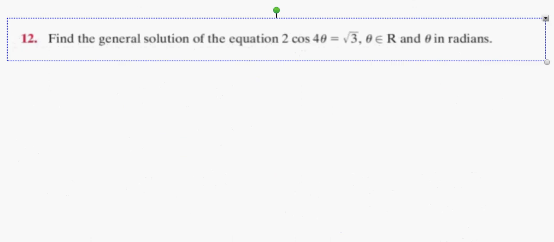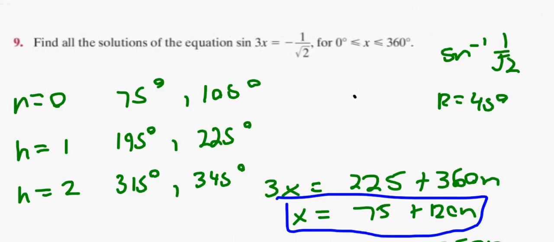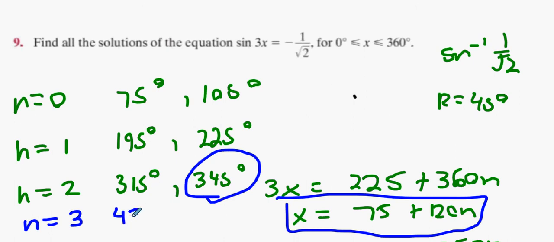Sir, do you want me to go from 0 to 2? Yes, because the next one would be above 360. If I do n equals 3, it's a good question, that would have me at 435 and 465. And in this question it doesn't want me to go that high. So that's why I wouldn't do that.